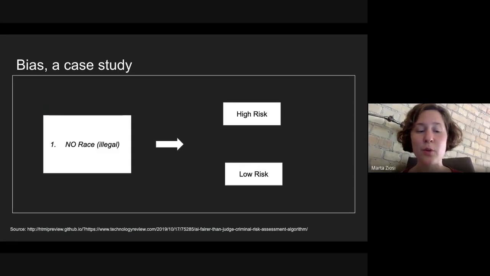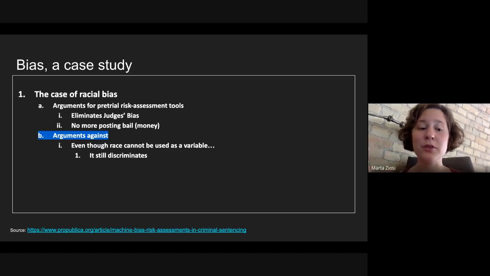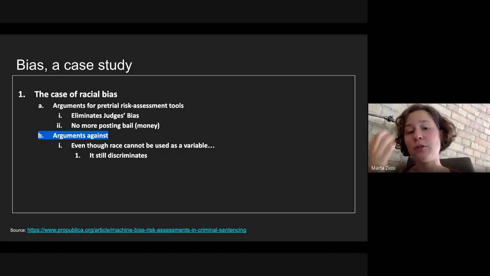I want to say that, as required by law, COMPASS doesn't include race in calculating its risk scores. This is important to know. Still, and that's the argument against, even if race cannot be used as a variable, the study by ProPublica argued that the tool was still biased against Black people. It found that among defendants who were never rearrested, Black defendants were twice as likely as white ones to have been labeled high risk. This is a striking result, because it shows that even though race was not used as a variable, the results were highly biased and unfair towards a certain population. It still discriminates, and this argument goes against it.